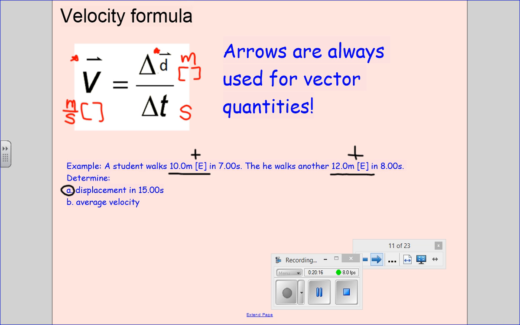If you'd like a formula, what you really need to do is final minus initial position. But to know the final and initial position, you kind of have to do the other math first. So some people like to draw this, some people like to just use math. If you think about this, the person went to the east 10 meters and then went another 12.0 meters east. So if this was their initial point, this is their final point.